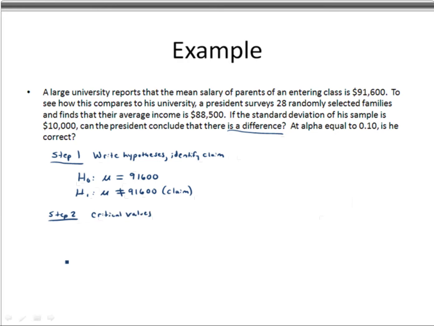And so we begin by drawing our curve, and deciding how to shade. Remember that if we have an equal, not equal to hypothesis, then we will shade on both sides, because we want to consider the idea that it's possible that the average is significantly more, in which case we shade to the right, and also the possibility that the average is significantly less, in which case we shade to the left.